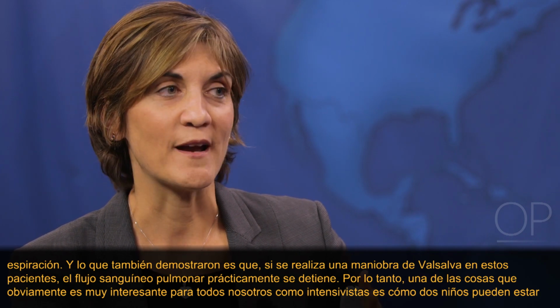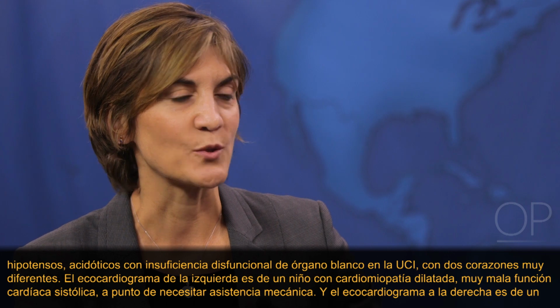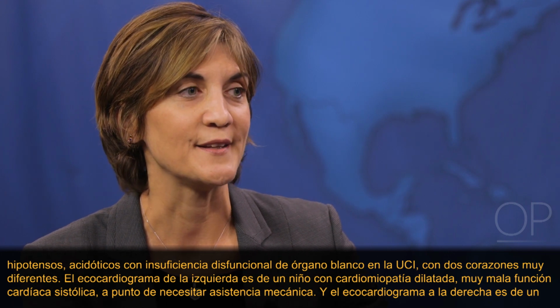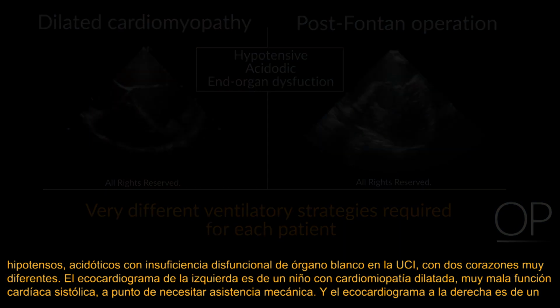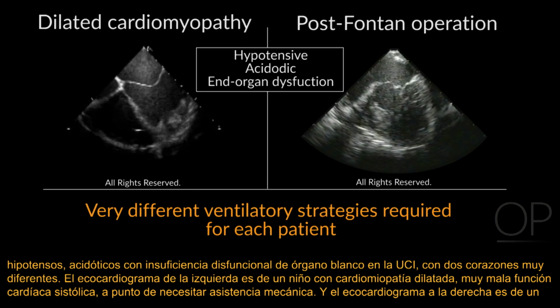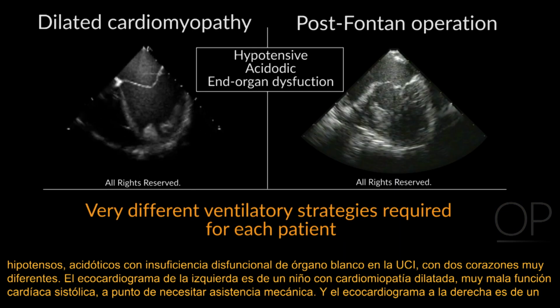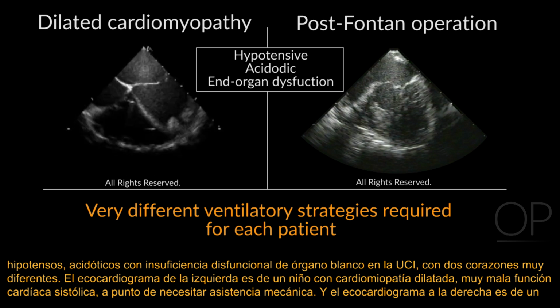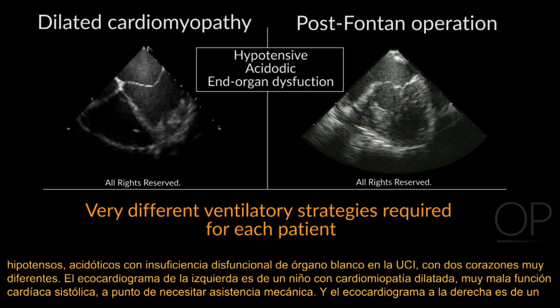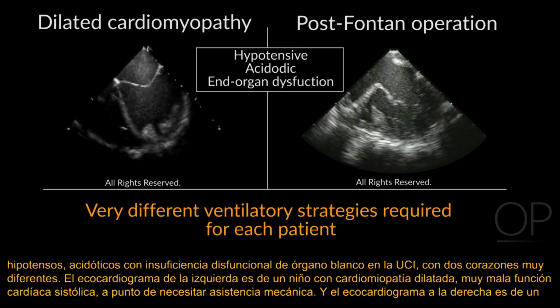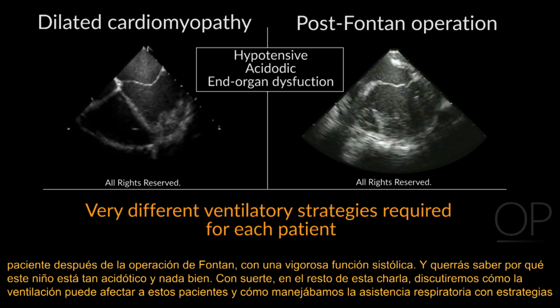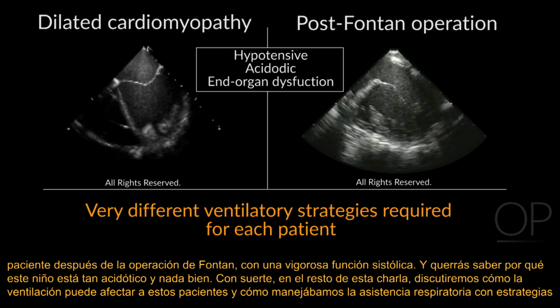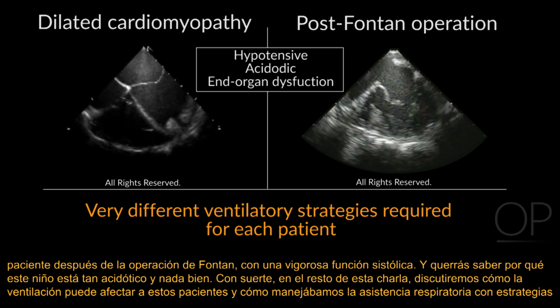One of the things that is obviously very interesting to all of us as intensivists is how 2 children can be hypotensive, acidotic, with end organ dysfunction or failure in the ICU, with 2 very, very different looking hearts. The patient on the left is a child with dilated cardiomyopathy, very poor systolic cardiac function, on the verge of needing mechanical support. And the patient on the echo on the right is from a patient after a Fontan operation, very brisk systolic function, and you'd wonder why this child is so acidotic and unwell.